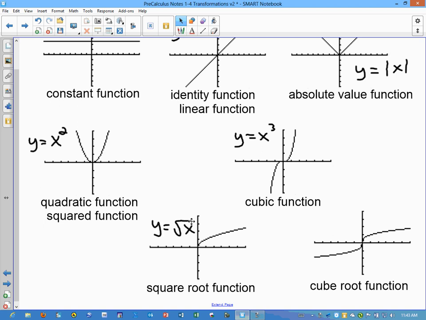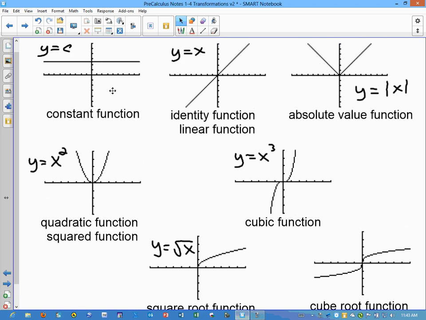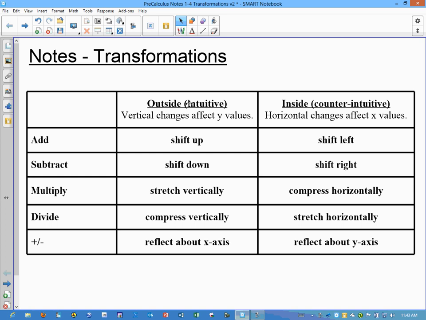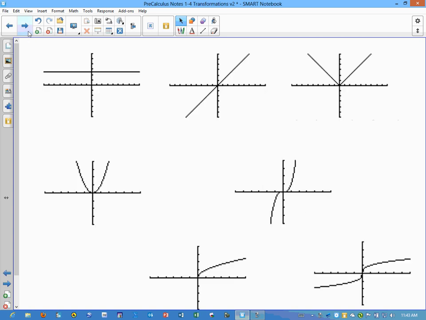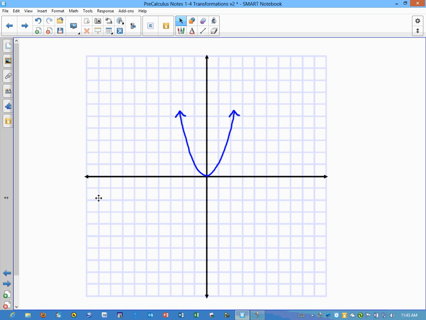Now, I do want to say something real quick about the intuitive versus counterintuitive. You notice here we were saying this is the intuitive case and this is the counterintuitive case. Well, if something's counterintuitive, then really it just means your intuition needs to be recalibrated. So I'm going to show you something that if it confuses you too much, don't worry about it. But if you really want to know why we shift to the left when we add inside, then I will show you here. Let's take our parent function of y equals x squared.